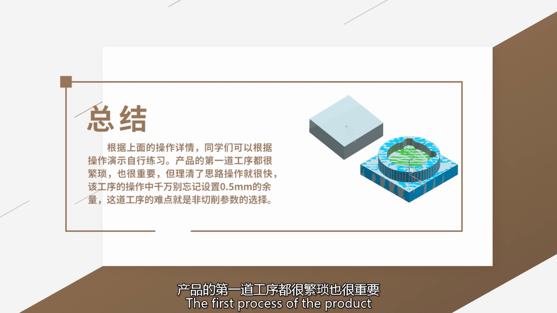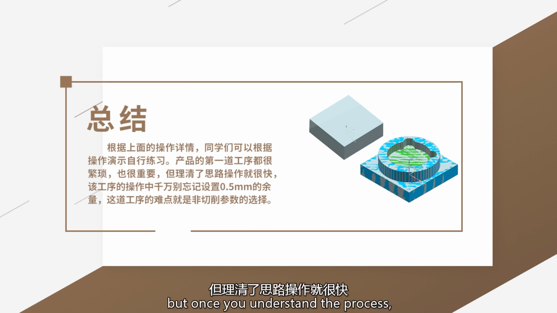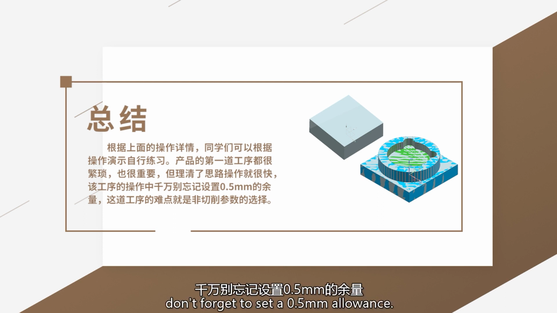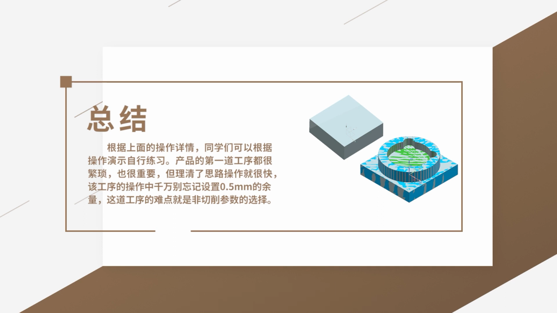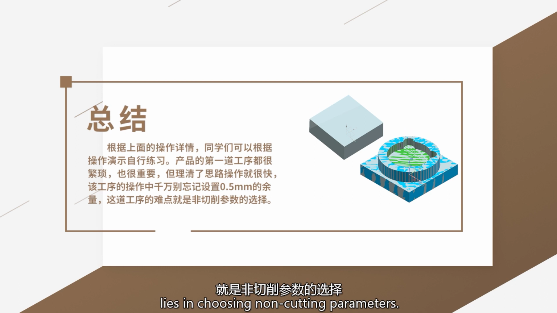The first process of the product may seem intricate and important, but once you understand the process, the operation becomes quick. In this process, don't forget to set a 0.5 mm allowance. The difficulty of this process lies in choosing non-cutting parameters.